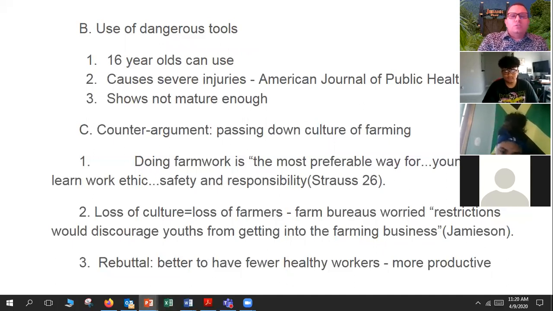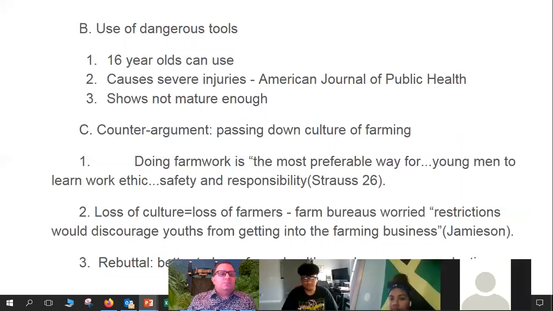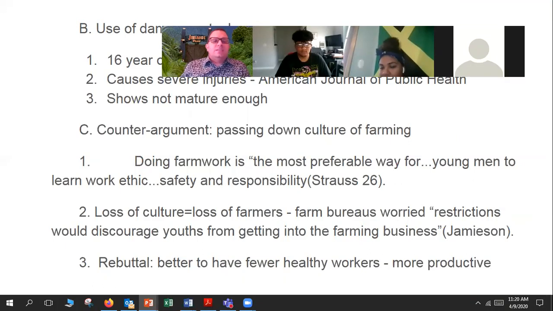And then they introduced a counter argument, which is that this is just cultural, and that doing work on a farm is the most preferable way in these families for people to learn about work ethic, safety, and responsibility, and that they're worried that these restrictions would discourage people from getting into farming. And then notice again that both of these counter arguments are cited, and then this student's rebuttal is: isn't it better to have workers that are healthy even if you don't have quite as many of them? Because if you're healthy, you're going to be more productive.